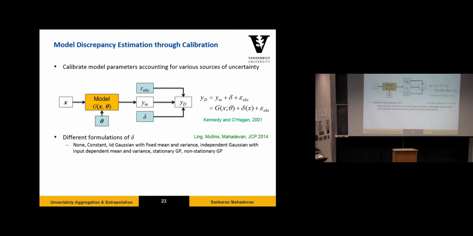Of course, for the discrepancy term, you can have multiple formulations. You may completely ignore it, or you might have a constant or some Gaussian variables. If you're measuring at different points, you might have different Gaussian variables at different locations with mean and variance fixed, or input dependent. You can also model that as stationary or non-stationary Gaussian processes. So there are many different options for modeling your discrepancy terms, and depending on how you model the discrepancy term, you're going to get different solutions for your parameter estimation.